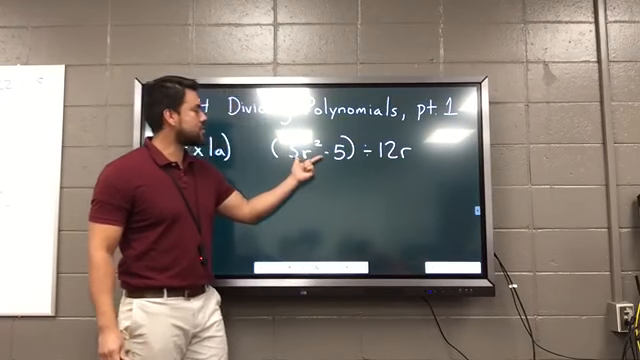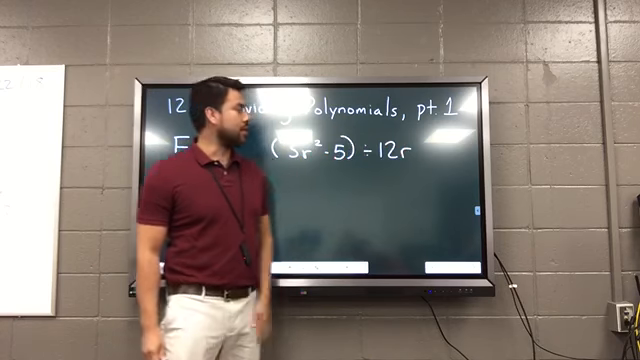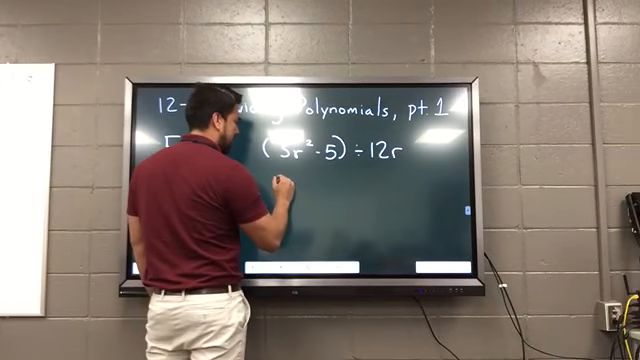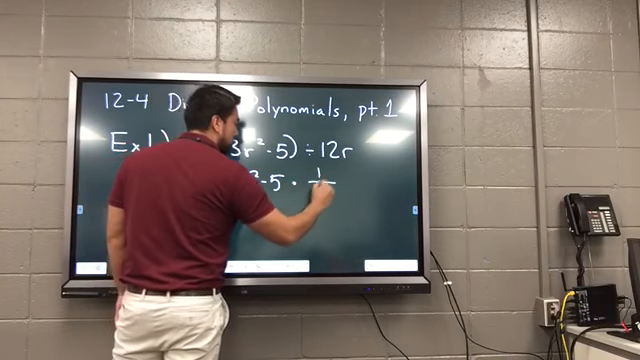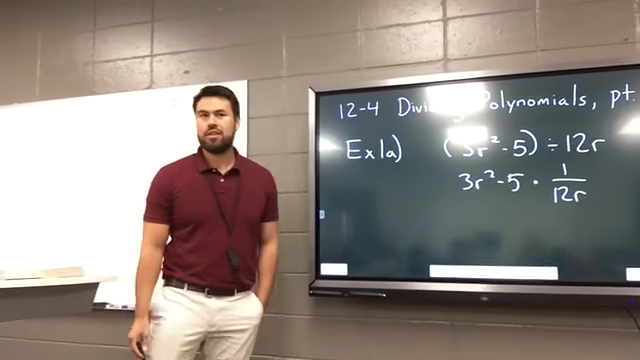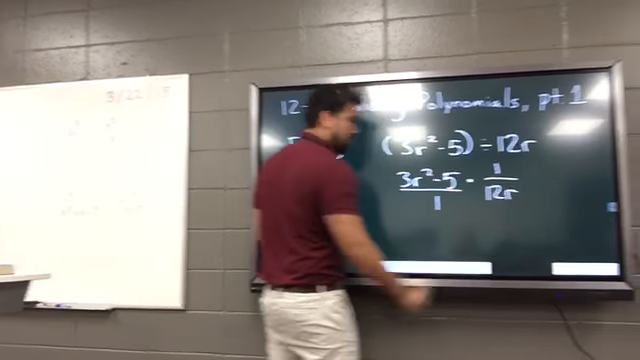So you would get this times 1 over 12r, right? I'm going to go ahead and do that. So we're going to get stay, I'm just going to write 3r squared minus 5, change, and then 1 over 12r. What else do you think you have to do? Put a 1. You can put a 1 under this? Yep. What can you do here?